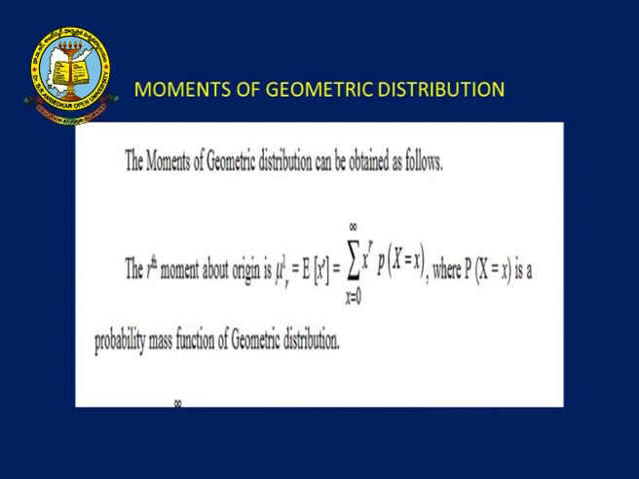The moments of geometric distribution can be obtained as here. The rth moment. What is the rth moment? The first, second, third, and up to the rth moment about the origin, mu r dash, that is E of X power r. So in the geometric distribution, E of X power r is equal to the summation of x is equal to 0 to infinity of x power r into P of X equal to small x, where P of x is the probability mass function, that is called PMF, in the geometric distribution.